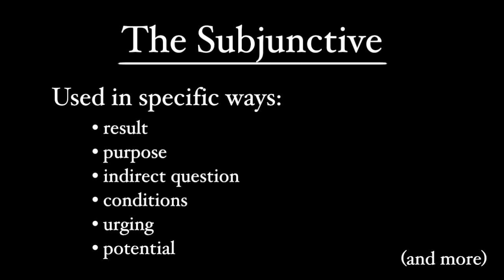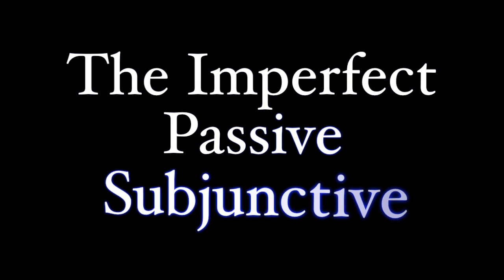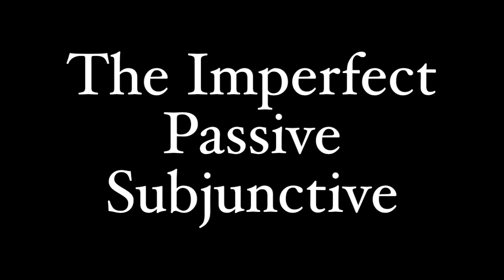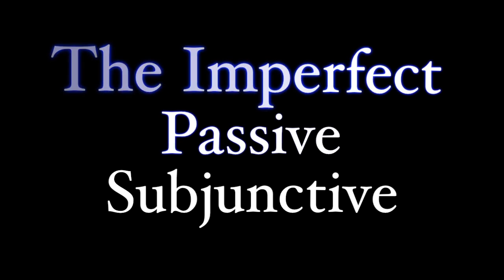Since the subjunctive mood is different from the indicative mood, which is the factual mood that everyone always learns first, the conjugation of verbs into the subjunctive mood will be different. This video covers the conjugation of verbs in the passive voice of the imperfect tense of the subjunctive.